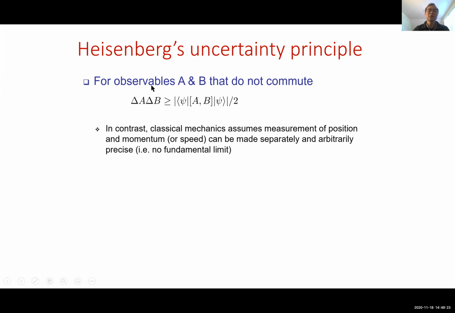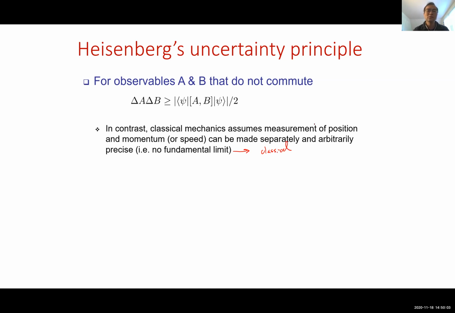So this is related to the quantum mechanical non-commuting property of observables. But in classical physics, for example position x and momentum p, there's no non-commuting property like that. It is assumed that you could measure them separately and arbitrarily precisely. So there's no fundamental limit in classical physics.